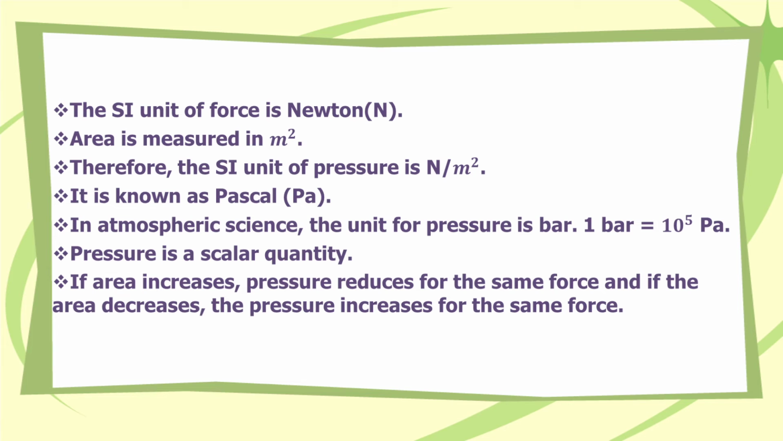It is known as Pascal. It is denoted by Pa. In atmospheric science, the unit for pressure is bar. 1 bar is equal to 10 raised to 5 Pascal. Pressure is a scalar quantity. If the area increases, the pressure reduces for the same force, and if the area decreases, the pressure increases for the same force. Next, we are going to see an example of this.